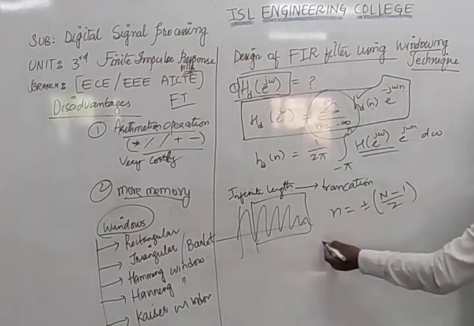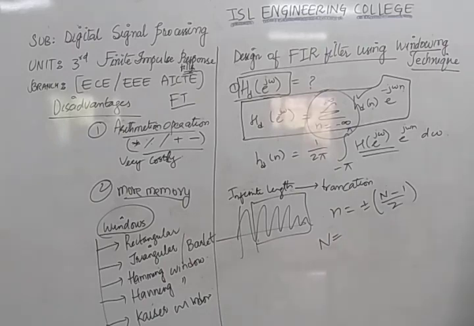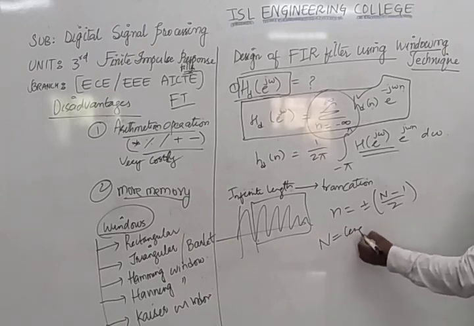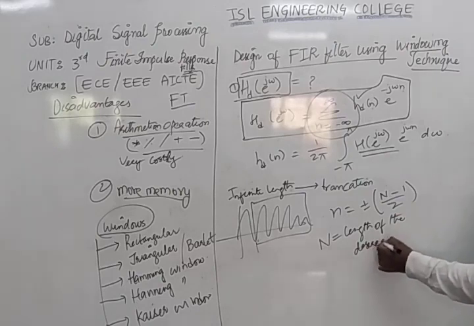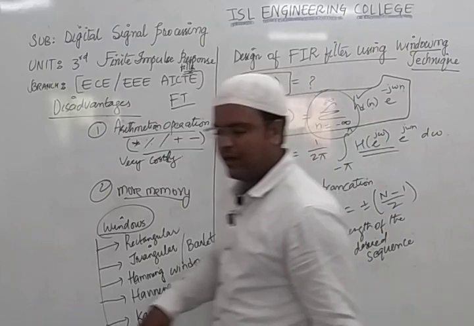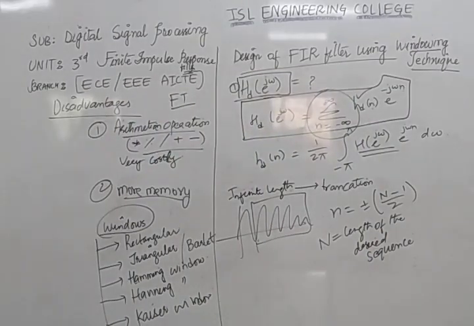What does this capital N indicate? We know that this is nothing but the sample, as we have taken in the previous one. Here, it is nothing but the length of the desired sequence. What is N? Length of the desired sequence. So this is nothing but your capital N. So we have to take the value of capital N, and we can find out the windowing technique of that one. And what is this capital N? We said that it is nothing but the length of the desired sequence.